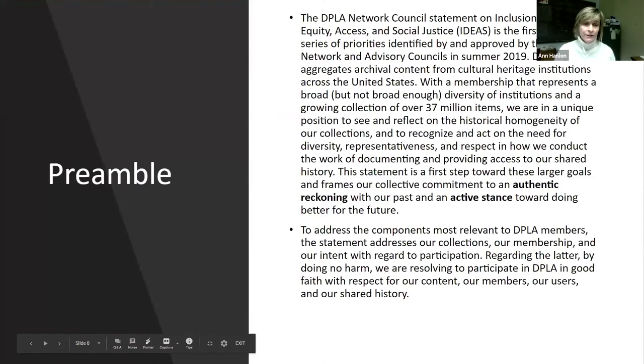So the preamble acknowledges the unique position that a collaborative national digital library finds itself in terms of potentially being able to take a bird's eye view of the historical homogeneity of our collections. Though it's hardly a trivial task, the potential is there to tap into the supposed breadth of our collections to better see what's missing and to look more critically at what is there. Fundamentally, though, the preamble sets up the statement as a call to reorient our collective work around a, quote, collective commitment to an authentic reckoning with our past and an active stance toward doing better for the future.